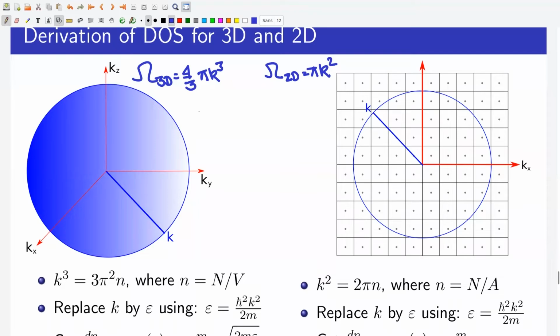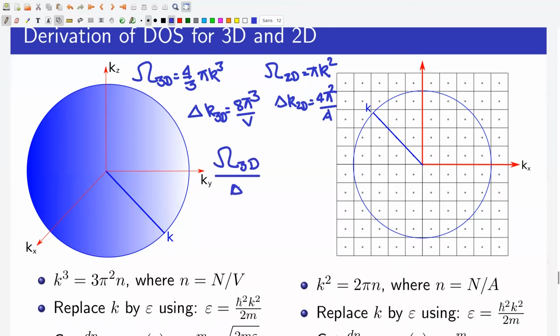Now we know that the volume occupied by a single point in k space in 3D is delta k 3D equals 8 pi cube divided by V. Similarly, in case of 2D, the area occupied by single k point is delta k 2D equals 4 pi square divided by A. Now we divide omega 3D by delta k 3D and multiply by 2 to account for Pauli's exclusion principle, which allows 2 electrons per state.